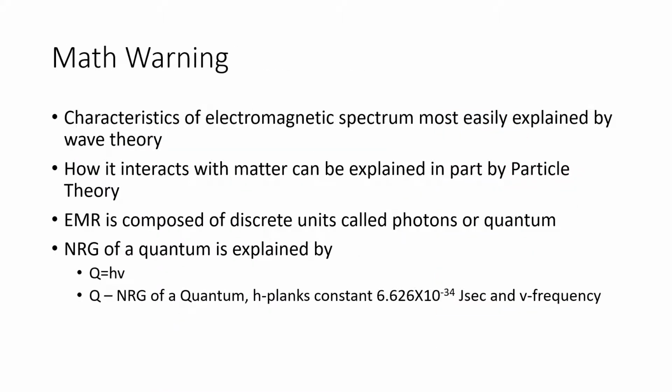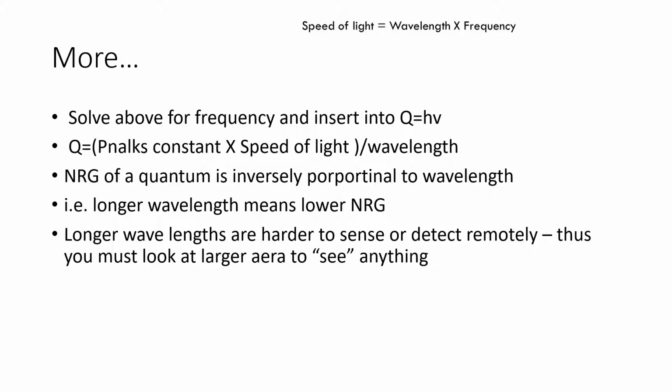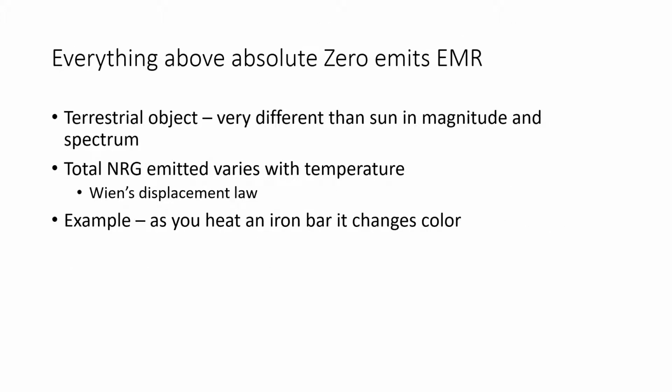Alright, so characteristics of the electromagnetic spectrum. It's easy to explain with wave theory, but how it interacts with matter is best explained by particle theory. So electromagnetic energy is composed of discrete units. We call them photons or quanta. The energy of a quantum is explained by Planck's constant. I'm not going to ask you anything about that, or how to solve it. But just remember that anything that is above absolute zero will emit some electromagnetic radiation.